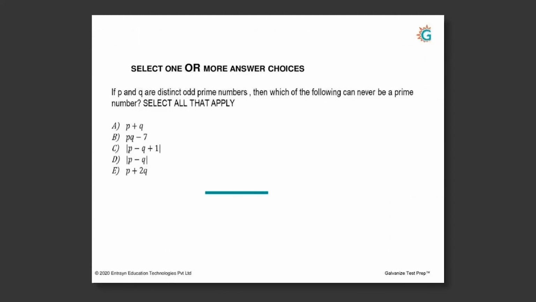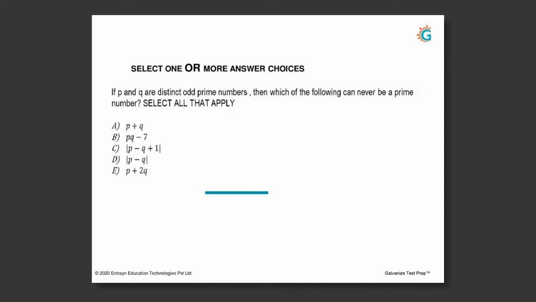Select one or more answer choices. Again, this is a multiple answer question. If P and Q are distinct odd prime numbers, then which of the following can never be a prime number? Select all that apply. P plus Q, option A. Option B is PQ minus 7. Option C is absolute value of P minus Q plus 1, which means it has to be only positive. Option D is absolute value of P minus Q. Option E is P plus 2Q.